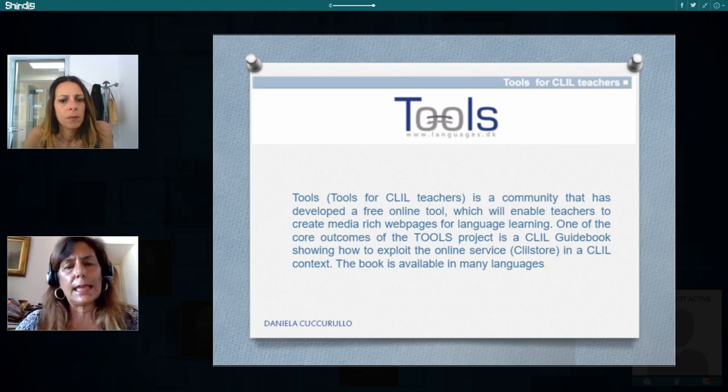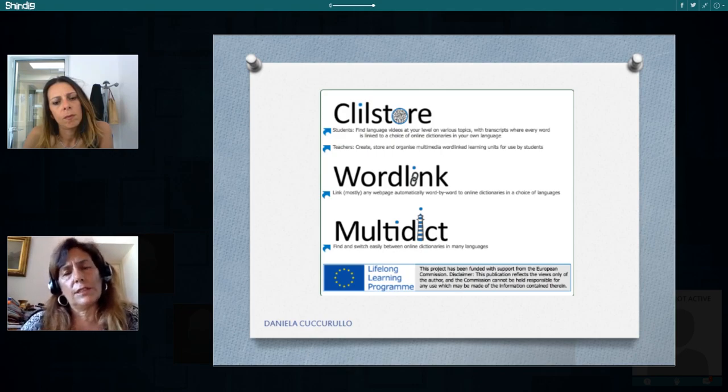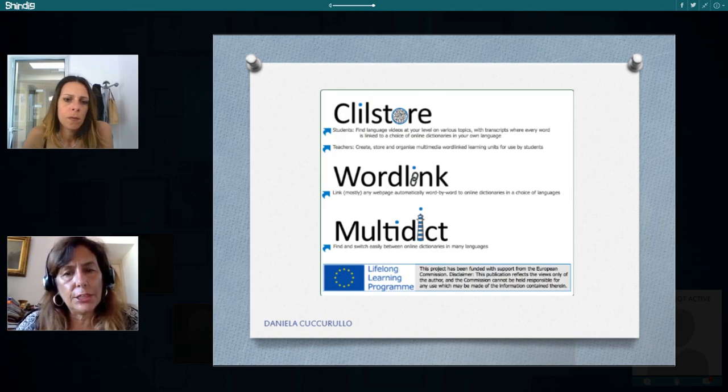As we can see in the next slide, you have the opportunity to choose your language level. In the CLIL store, you have three different spaces. The CLIL store, where you can find language lessons and videos on various topics. Then you have a word link, where any page automatically links word by word to an online dictionary in your choice of language. And in the multi-dictionary, you can switch from one language to the other.